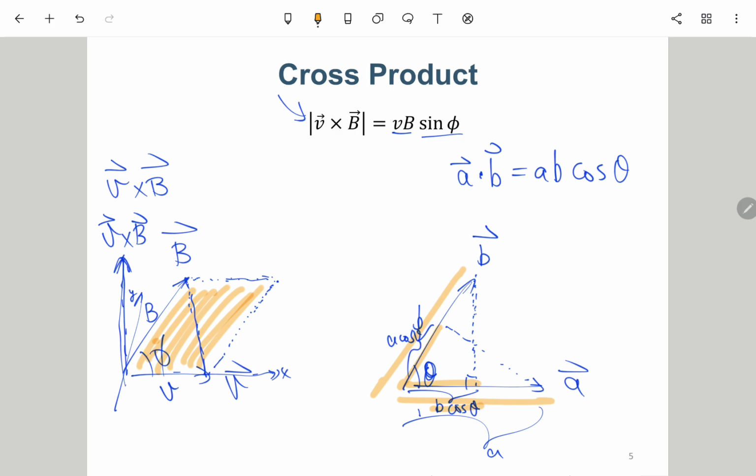So these are the two geometric meanings of the inner product and the outer product.